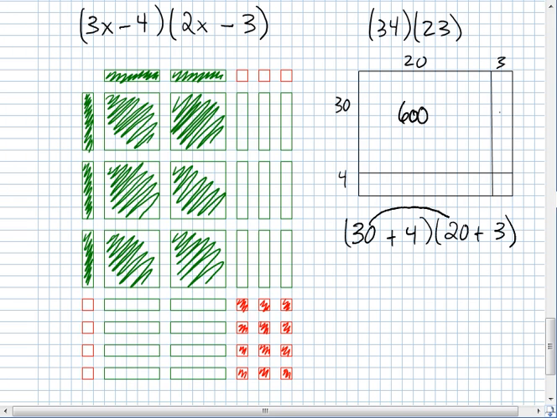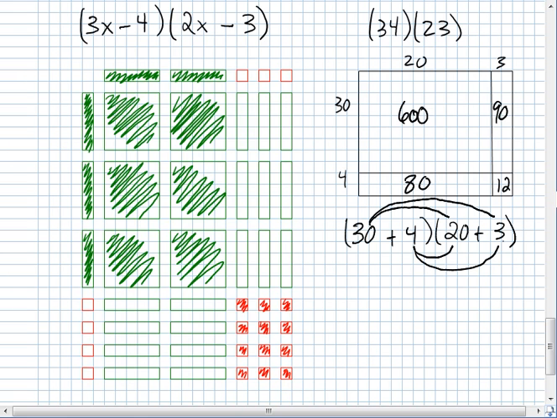Over to the right here, this is going to be 30 times 3, that's going to be 90. Down here in the bottom is going to be 20 times 4, that's going to be 80. And then the bottom right here is going to be 4 times 3, and this is going to be 12.